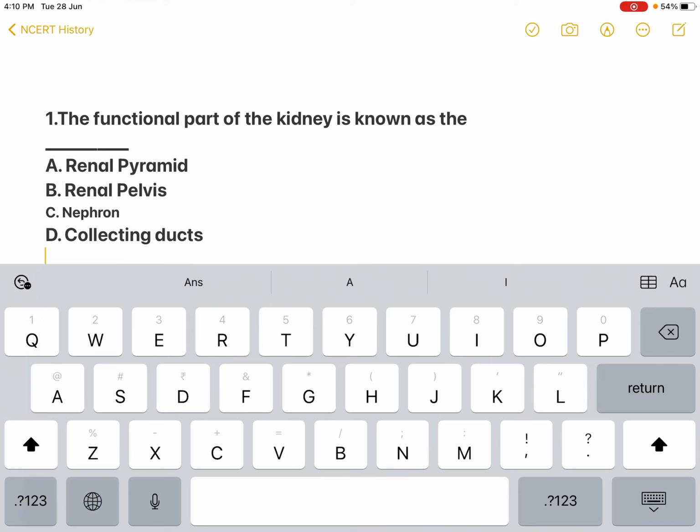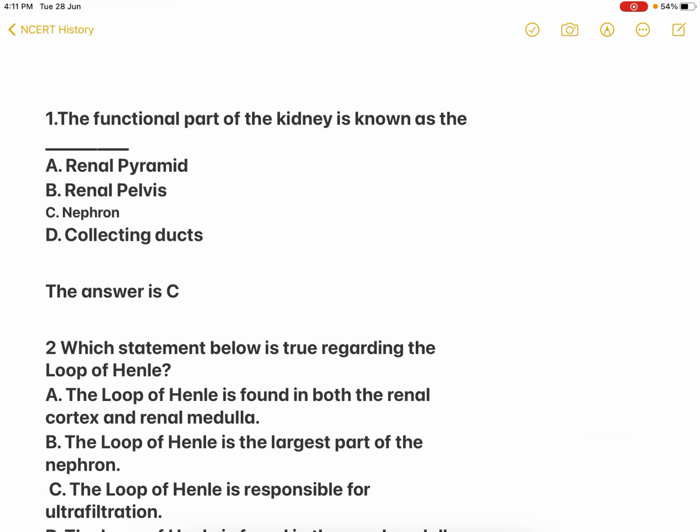The functional part of the kidney is known as the: option A, renal pyramid; option B, renal pelvis; option C, nephron; option D, collecting ducts. All of you, I am sure, already know this answer. Correct answer here is C. For revision purposes only, and in case of any freshers, just to recall their memory, I am keeping these questions. Next question.